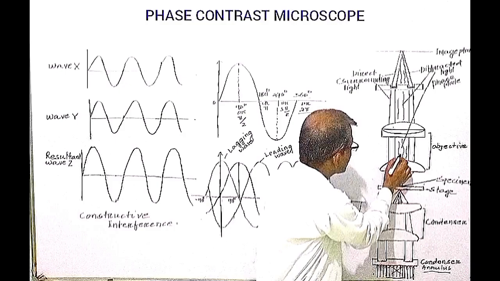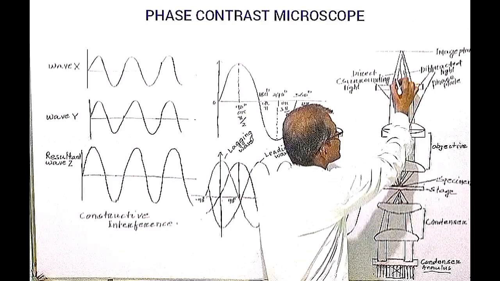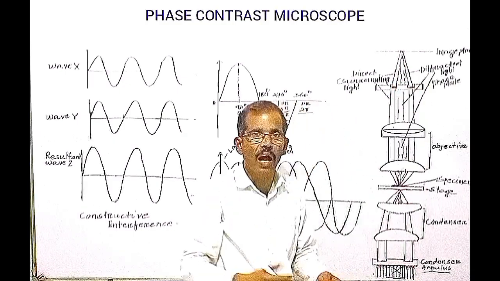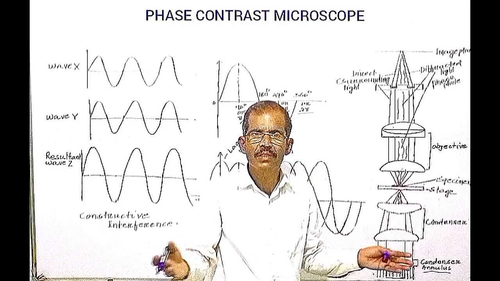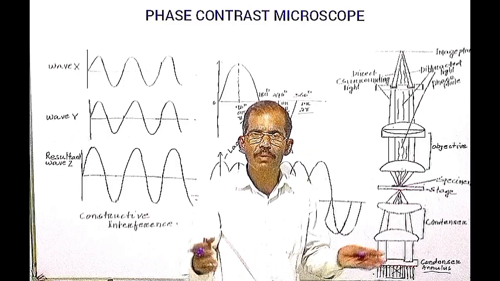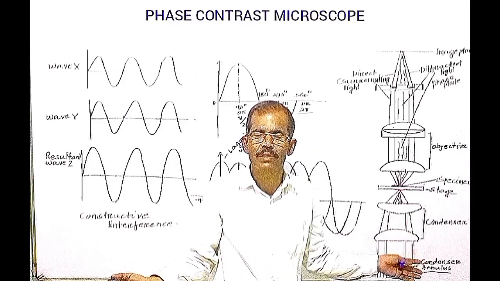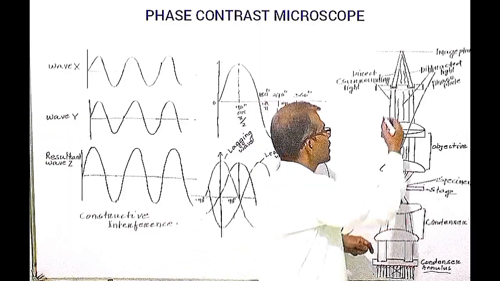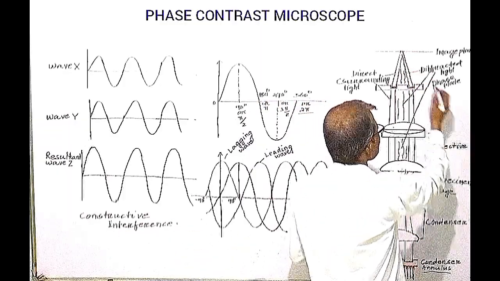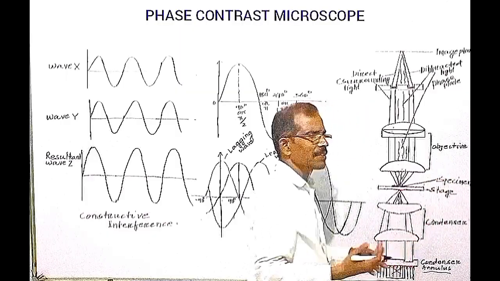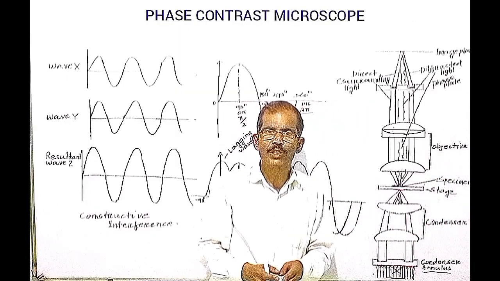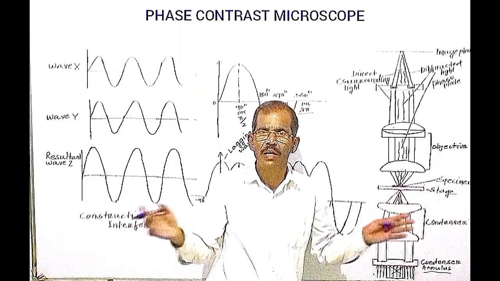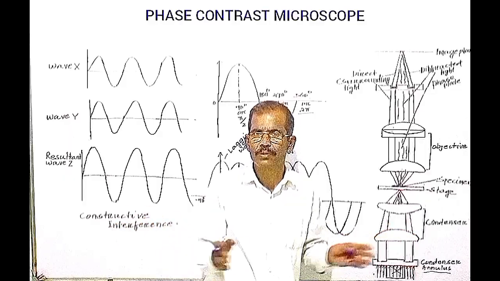On the other hand, the diffracted waves have undergone a negative phase shift of 90 degrees. Now the diffracted waves and the surrounding waves are out of phase. In this case, destructive interference takes place between the diffracted wave and the direct and surrounding waves at the image plane. As a result, the specimen appears darker against a bright background.